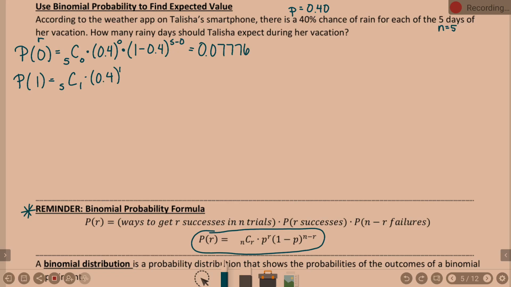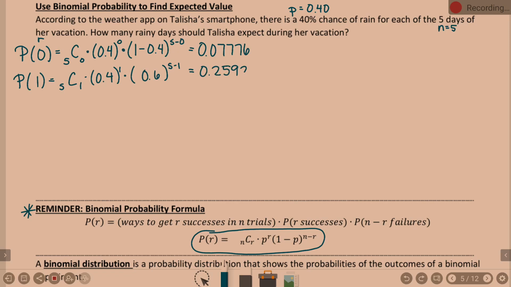0.4 to the first. You want to save a little bit of writing? What is 1 minus 0.4 going to be every time? 0.6. Are you okay if I just put the 0.6 in there? Okay. 0.6. And then this time we're going to do 5 minus 1, which is 4. I almost just said 6. Minus, not plus. 0.2592.